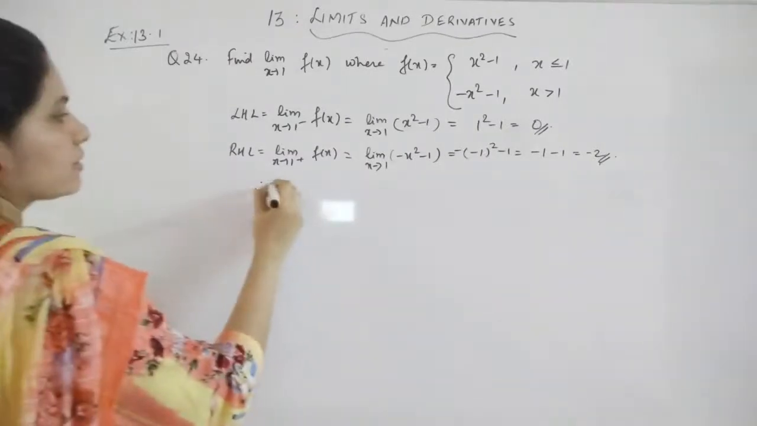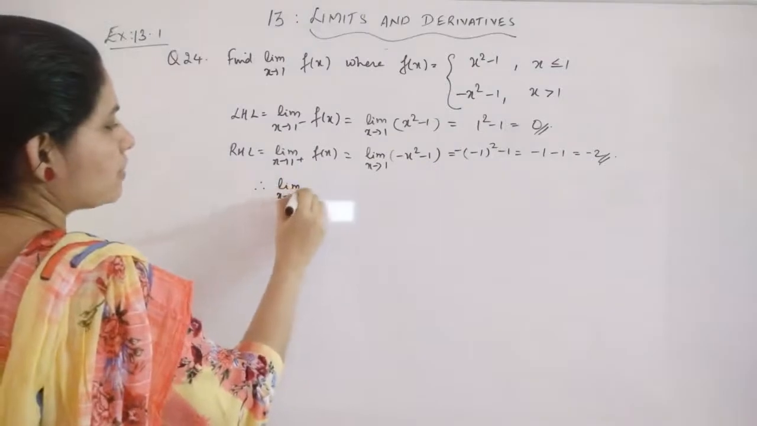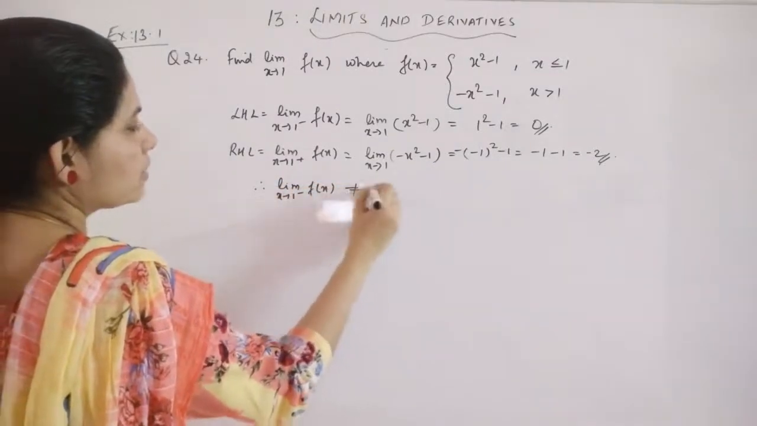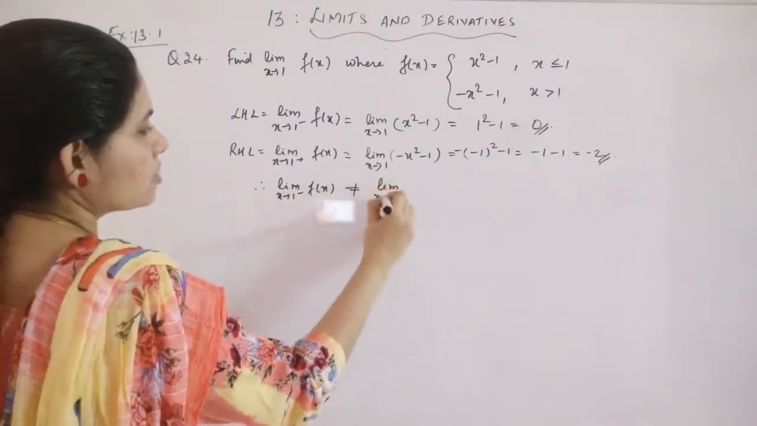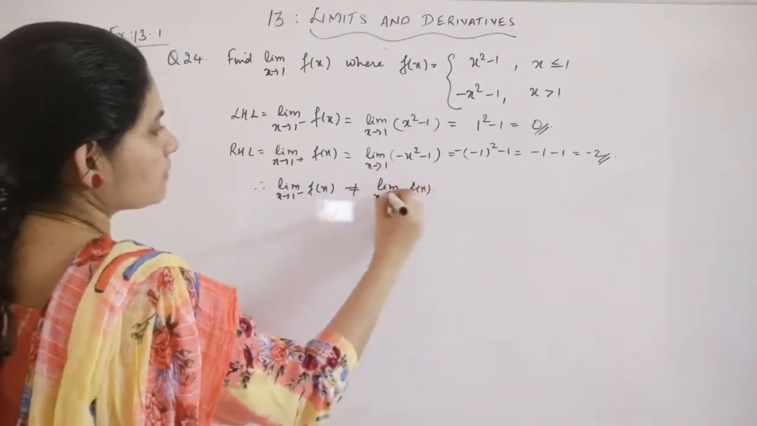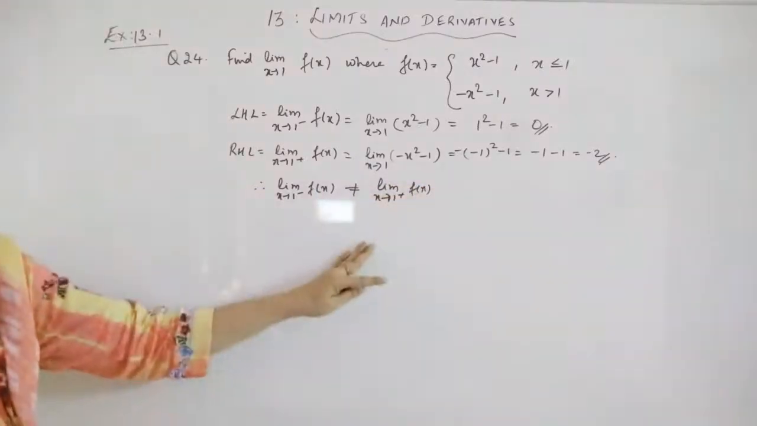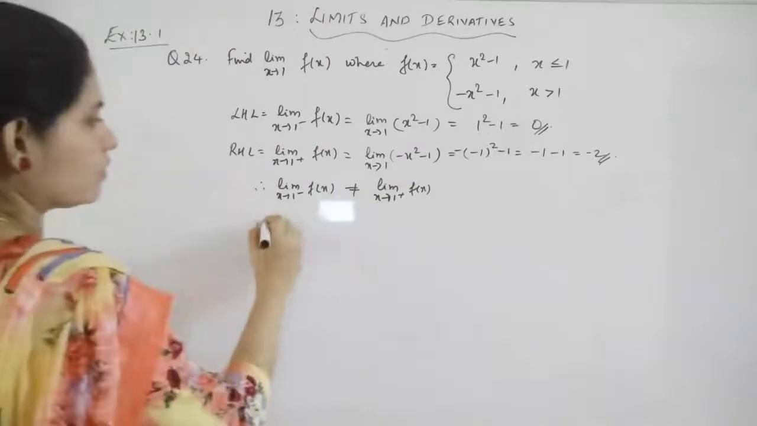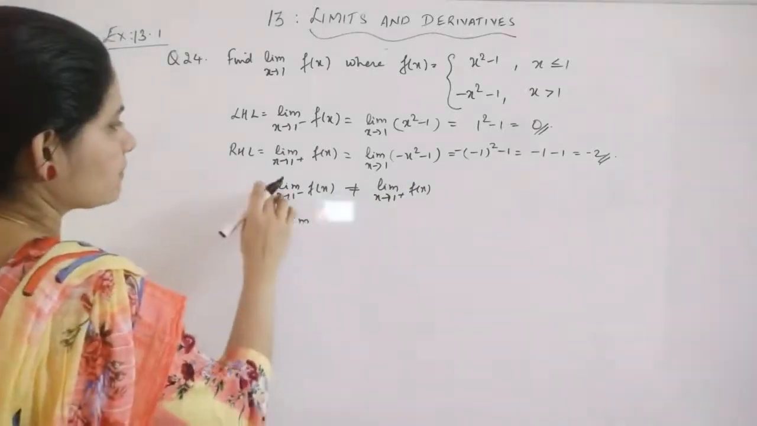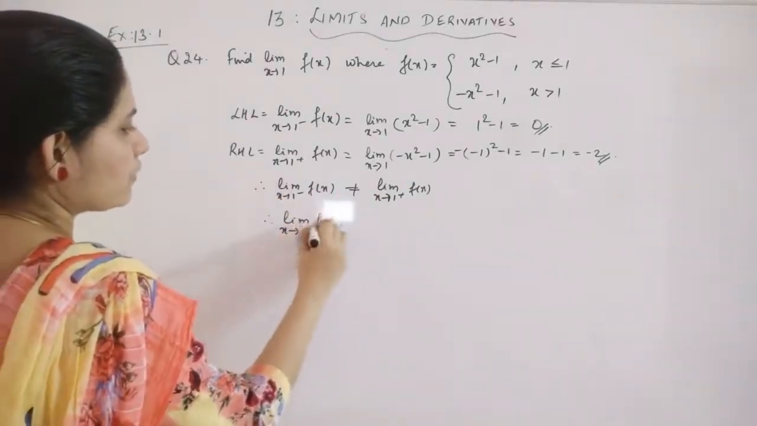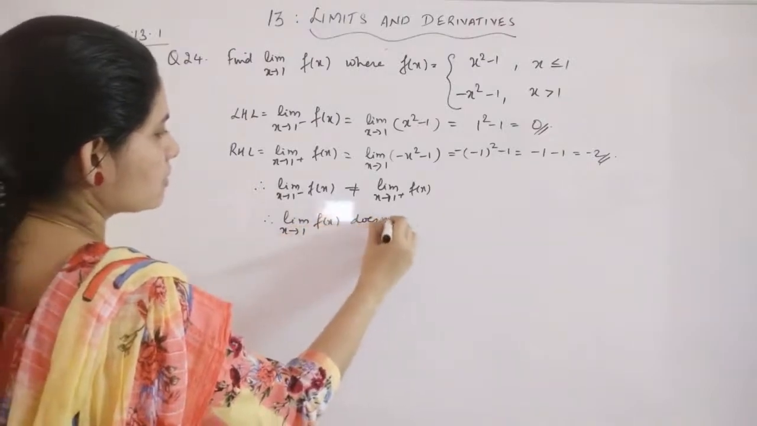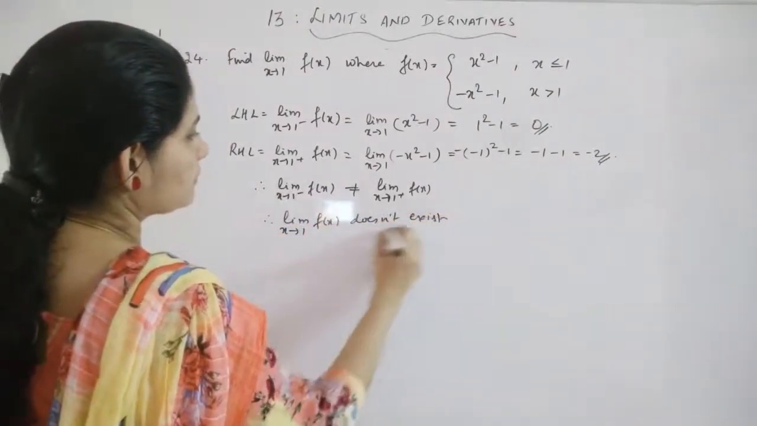That means limit x tends to 1 minus f of x is not equal to limit x tends to 1 plus f of x. And when they are not equal, you will say that the limit does not exist, right? Therefore, limit x tends to 1 f of x does not exist.